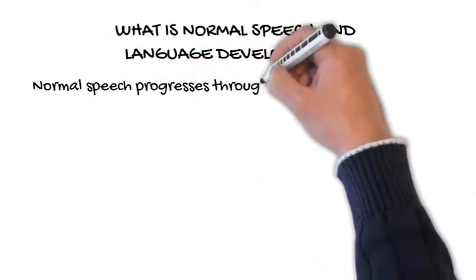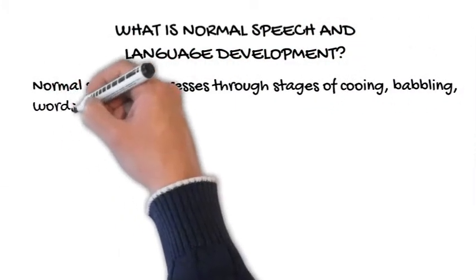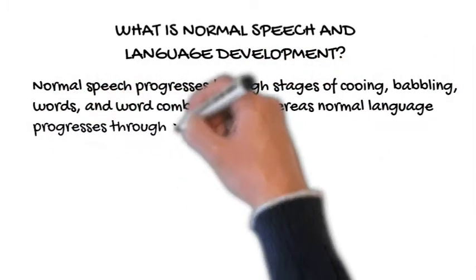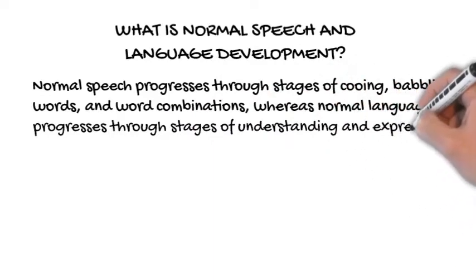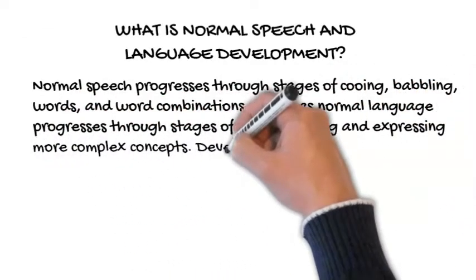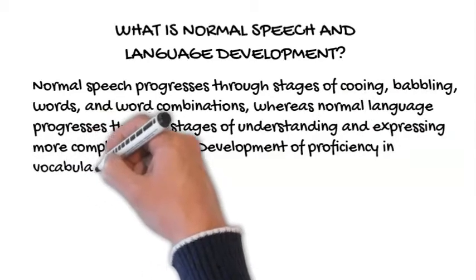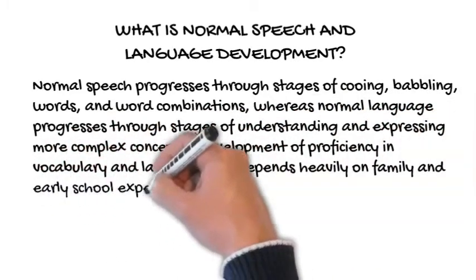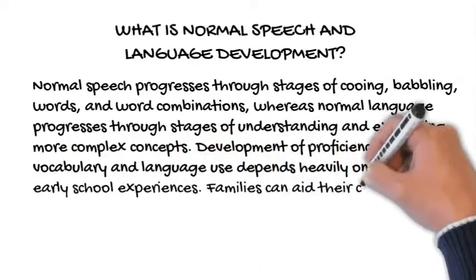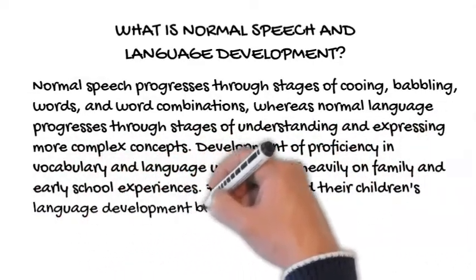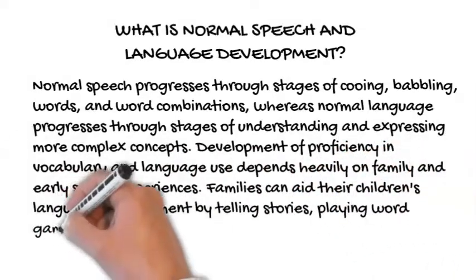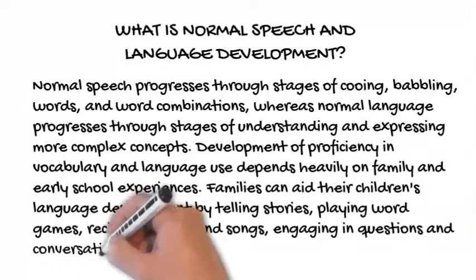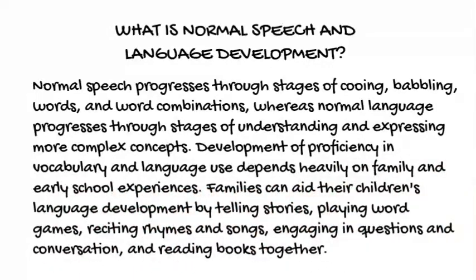What is normal speech and language development? Normal speech progresses through stages of cooing, babbling, words, and word combinations, whereas normal language progresses through stages of understanding and expressing more complex concepts. Development of proficiency in vocabulary and language use depends heavily on family and early school experiences. Families can aid their children's language development by telling stories, playing word games, reciting rhymes and songs, engaging in questions and conversation, and reading books together.